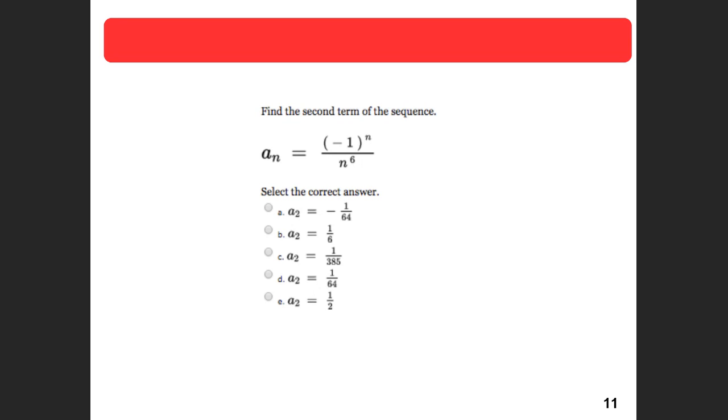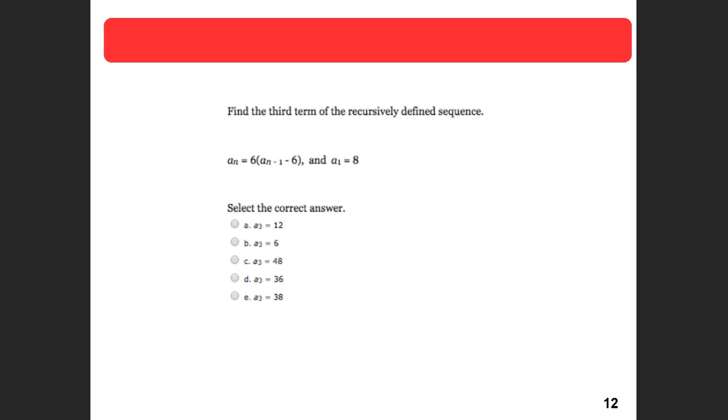Letter D again. I agree. Because we have -1 to the second over 2 to the sixth. Well, -1 to the second really is -1 times -1, which is 1. 2 to the sixth is 64. Letter D is correct.